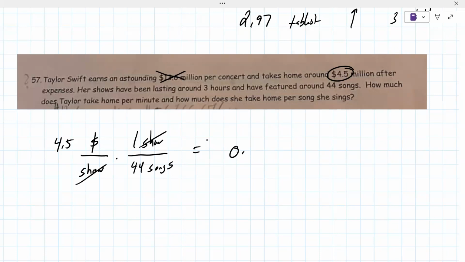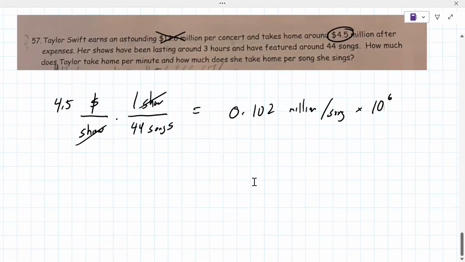All right. Well, so this was 0.102 million per song. If they want this in dollars, you would multiply by 10 to the sixth to get dollars. It doesn't say. It just seems like a lot of songs. I don't know. Yeah, no, I know she does sing a lot.